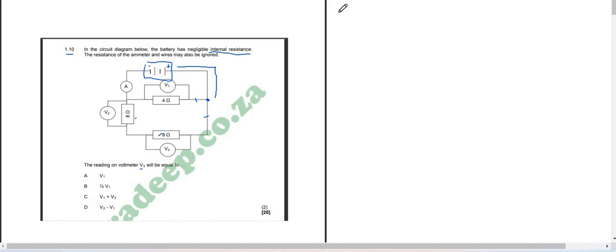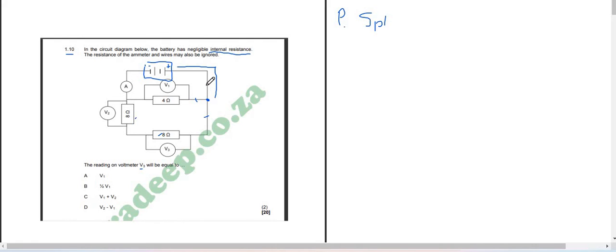So if we have parallel resistors, so resistors that are in parallel, we're just going to write P for parallel. What do we know about them? Is that they split the current. So they split the current. Resistors in parallel will split the current.